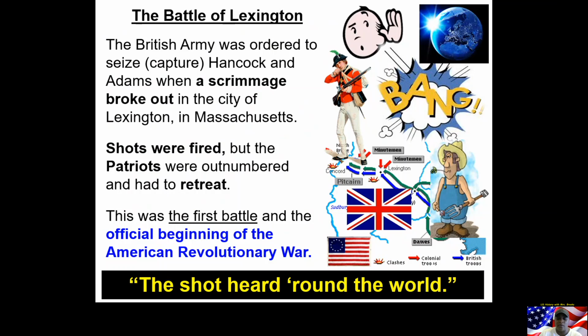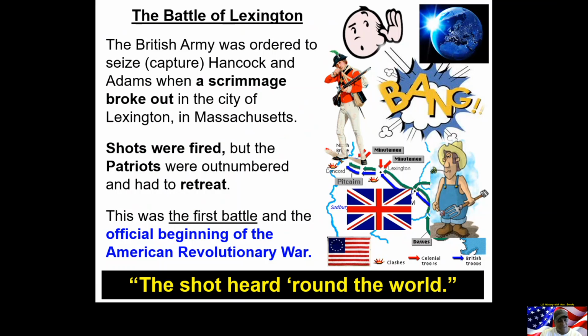The Battle of Lexington has a nickname. It's called the shot heard around the world. Now, I like to think of it as, it wasn't like a real shot that you could hear and it went all across the world. No, it's just that the news got back all the way to England, telling the king that these American colonists, these English citizens, have shot and killed British soldiers.